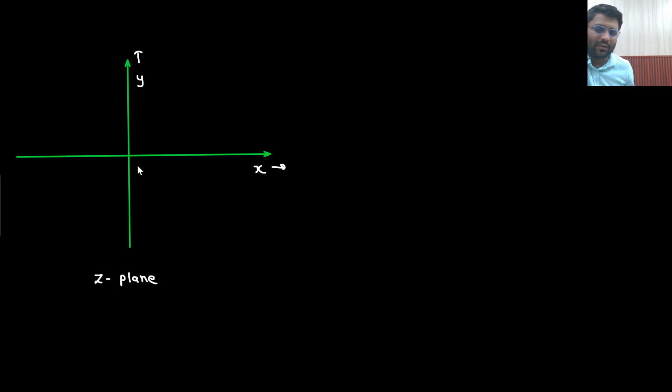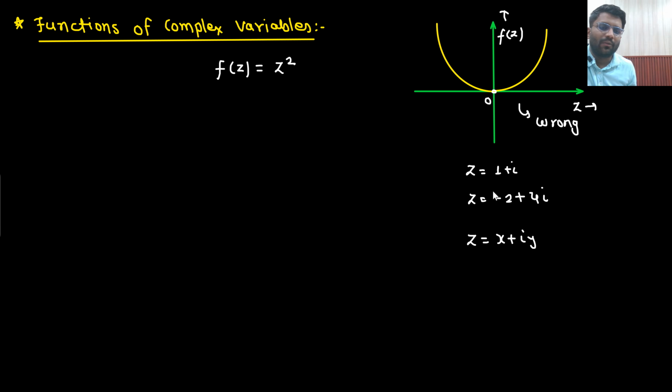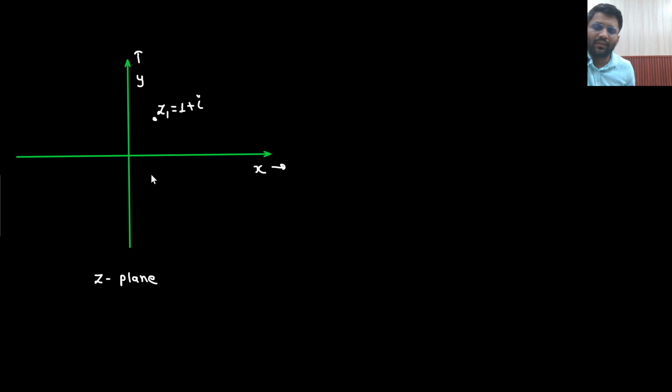What is the value? 1 plus iota, x equals 1, y equals 1. This will be your 1 plus iota. This will be your z1 equals 1 plus iota. What about z2? Minus 2 plus 4 iota. This is your z2, minus 2 plus 4 iota. So you require a 2D plane to plot the value of z.